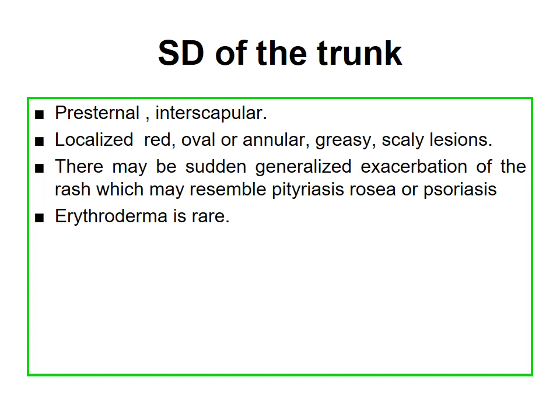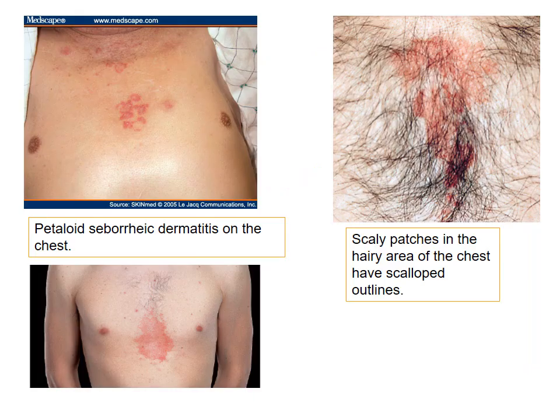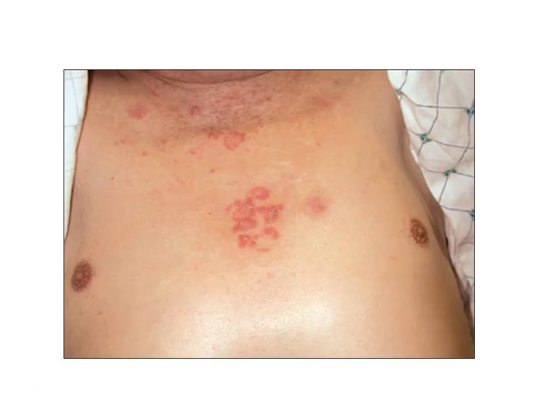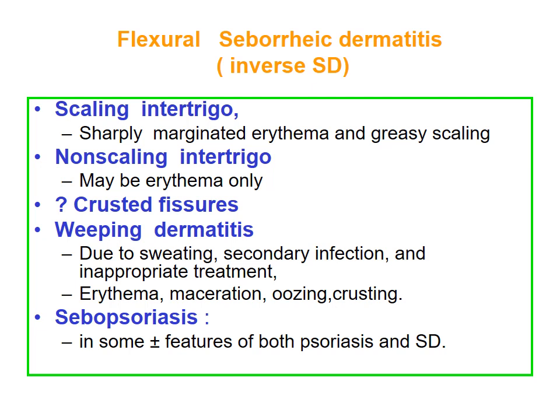On the trunk, the presternal and interscapular area is a very common site for seborrheic dermatitis, with localized red oval or annular greasy scales. There may be sudden generalized exacerbation of the rash, which may sometimes resemble pityriasis rosea or psoriasis, and erythroderma is rare. As you see here, the presternal area is affected, chest. Sometimes called petaloid type of seborrheic dermatitis, the presternal area looks like pityriasis rosea.